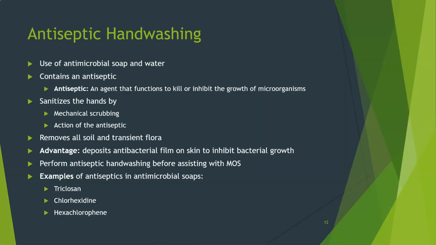Antiseptic hand washing then is the use of an antimicrobial soap and water. This has an extra element that not only emulsifies the dirt and oil and removes it and washes away that transient flora, but has an antiseptic, an agent that's going to kill or inhibit the growth of microorganisms.